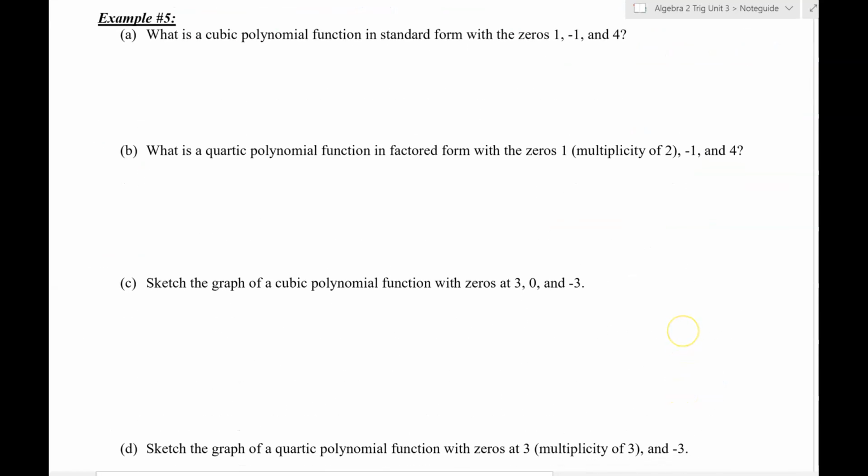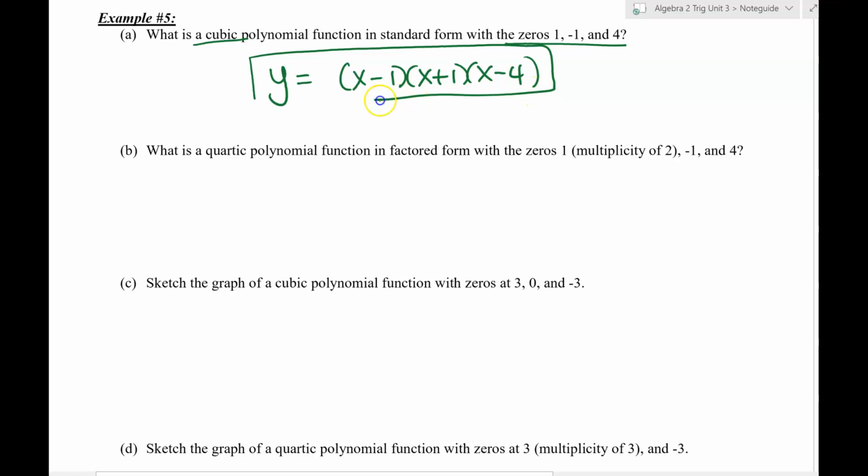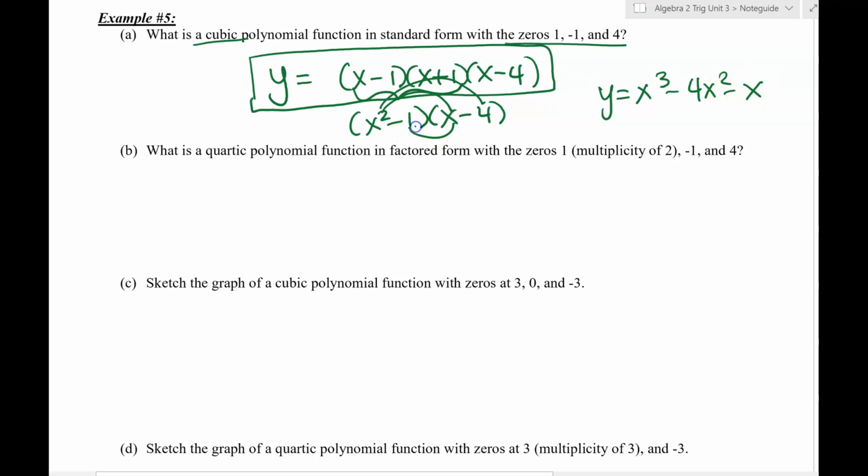So lastly, writing equations with verbal information. So what is a cubic polynomial function with these zeros? So remember, each of those zeros gives you a factor. And they don't give you another point it passes through or an end behavior, so that's good enough in this case, though they did say standard form. So actually we have to multiply this out. If you multiply out x minus 1 times x plus 1, you should get x squared minus 1. And then from there, you should get x cubed minus 4x squared minus x plus 4.